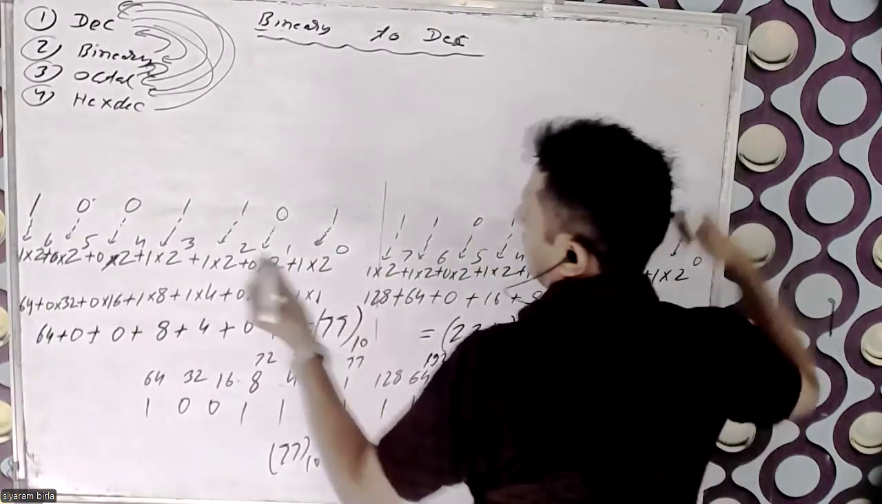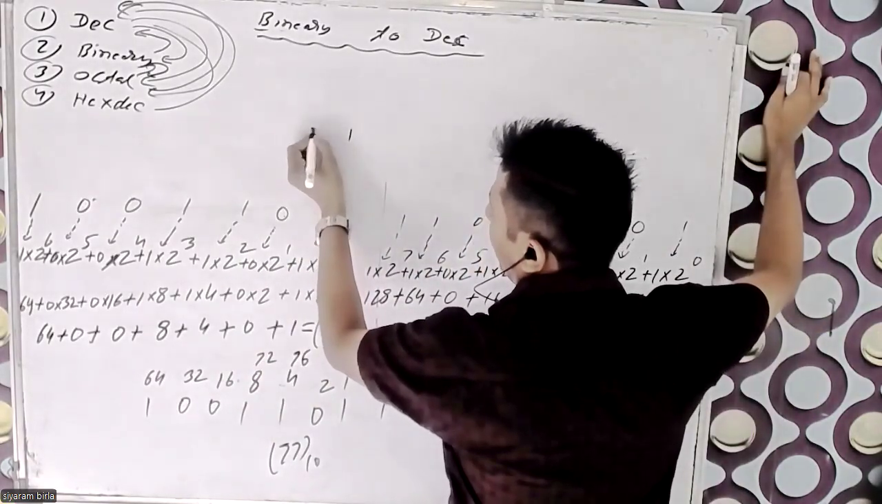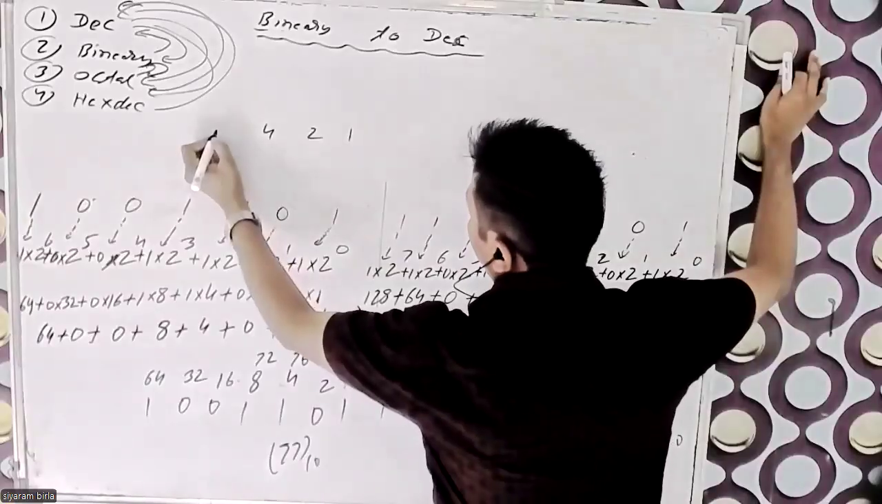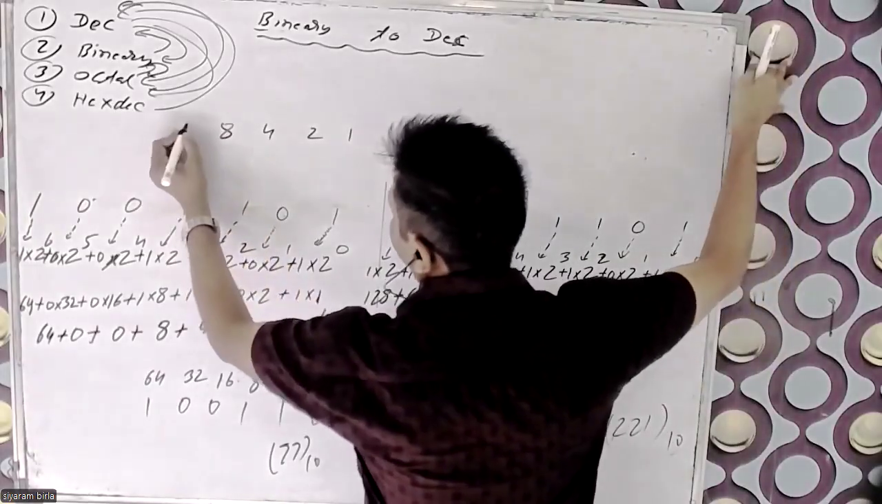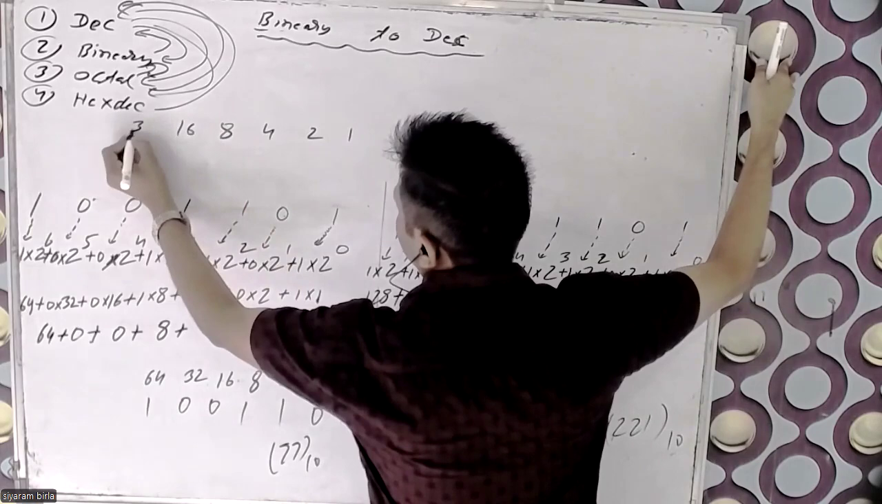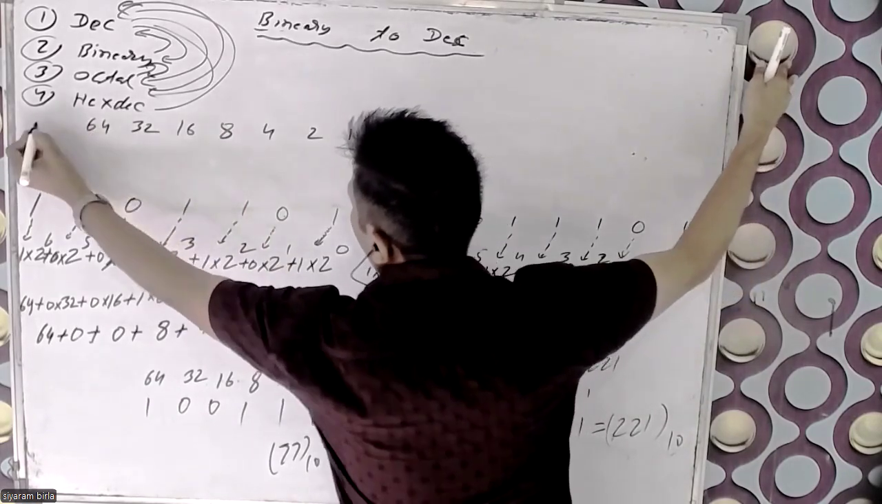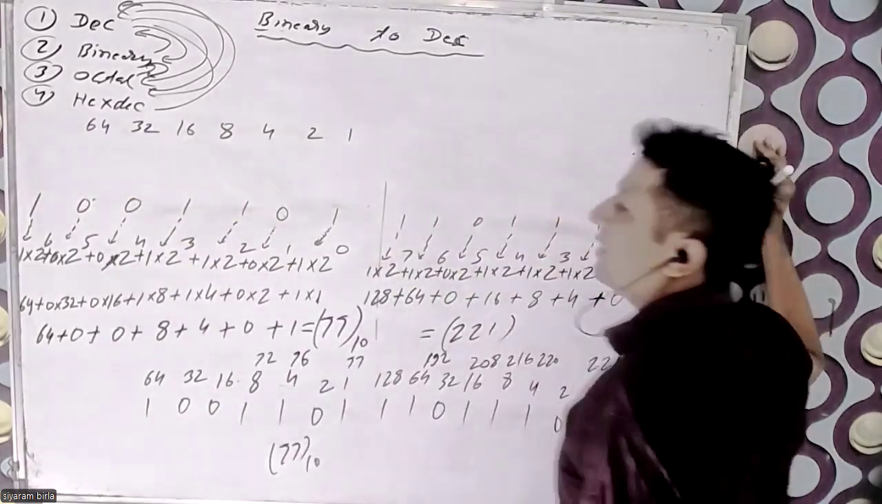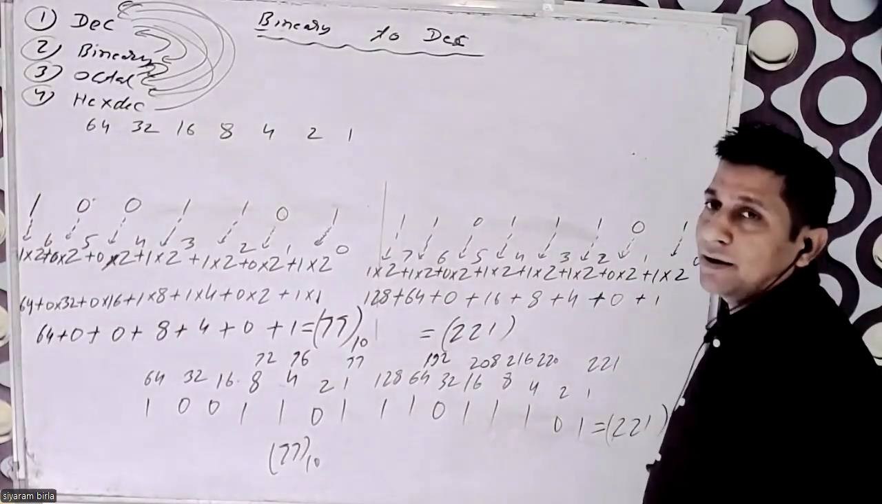You can just write down the number. Yeah, 1 doubled is 2, 2 doubled is 4, 4 doubled is 8, 8 doubled is 16, 16 doubled is 32, 32 doubled is 64. So my number is 77. I cannot increase that word.